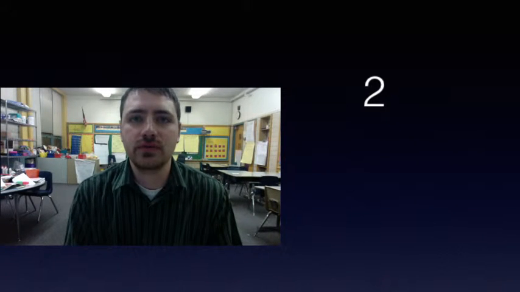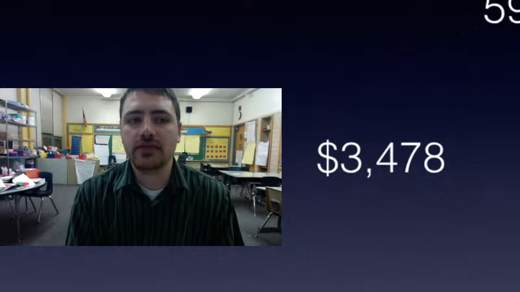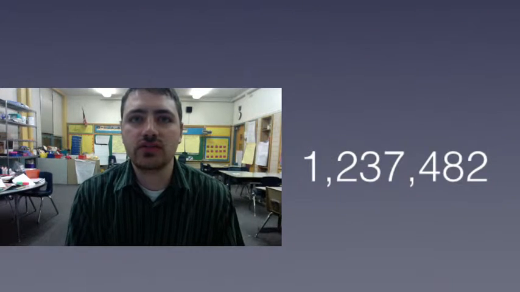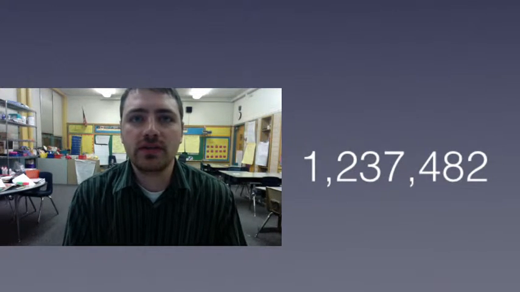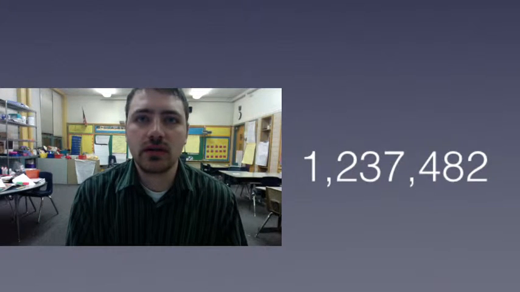So a lot of times when you see numbers, you're going to see that numbers have different lengths and different values. For example, you might see 2 or 59 or 38 or 3,478 or even a huge number like 1,237,482. But one of the things you need to be able to do is not just look at a number, but you need to be able to read it and know how much it's worth. That's called its value.